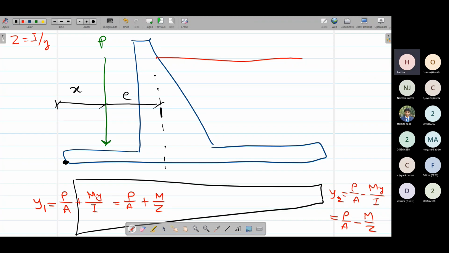The eccentricity of this load from the center of the base. This is B by 2, the center of the base. Half P here and B by 2 here. So the eccentricity of the load from the center of the base, we'll call this E. So our moment finally would be simply P into E. If we multiply P into E, we'll get our resultant moment.